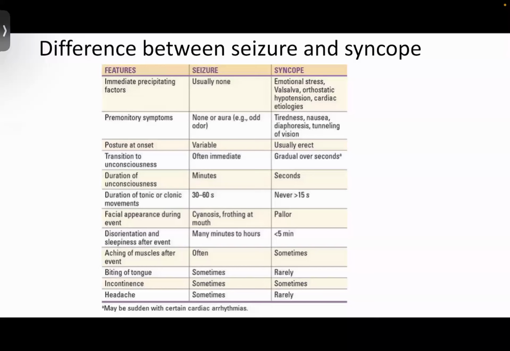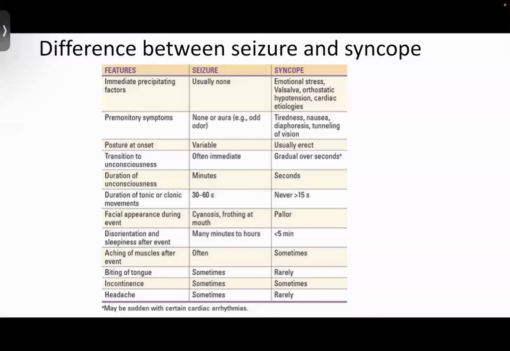The facial appearance, there can be cyanosis, frothing from the mouth during the onset. Post-ictally, there can be confusion and disorientation. There will be aching of muscles due to the tonic-clonic movements. There will be occasionally associated biting of tongue and bowel or bladder incontinence and headaches.